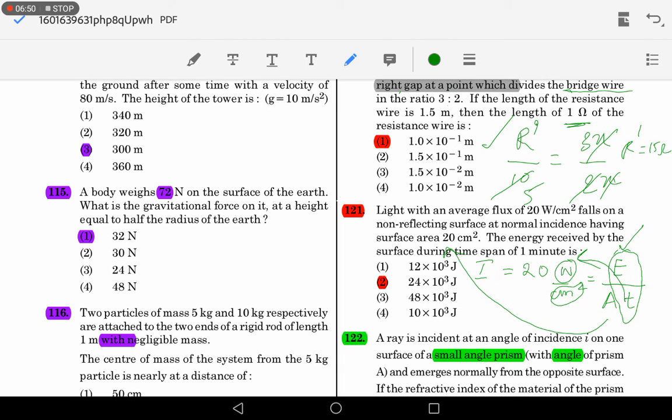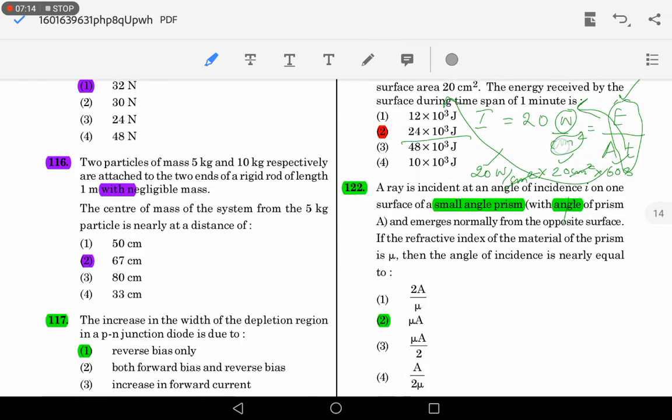So simplifying, you will be able to reach energy. So 20 watt per centimeter square into 20 centimeter square multiplied by 1 minute. Since the answer is given in joules, the SI unit, just multiply it with 60 seconds. So 20 multiplied by 20 multiplied by 60 is 24 into 10 power 3 joules. So moving on to the next question.